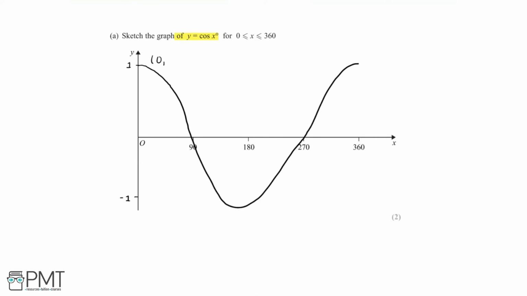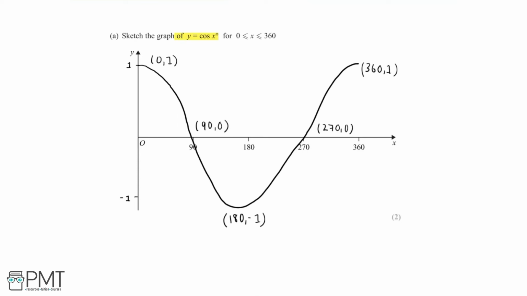So we have 0, 1, we then have 90, 0, 180, minus 1, 270, 0, and finally we have 360, 1. Now this is a graph that we should have memorized, but since this is a calculator paper, we can always double check using our calculator. But you should never be reliant on checking on your calculator, because this question could come up in paper 1. And paper 1 is a non-calculator paper, and so you wouldn't be able to check your answer. But since this is paper 2, we can just double check.